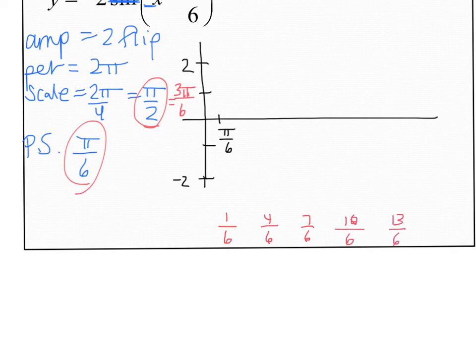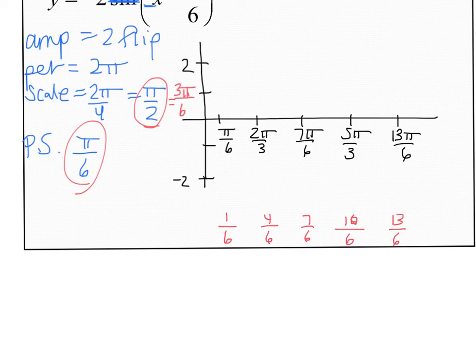And now, when I label my axes, I can write these in reduced terms. So I have 2 pi thirds, 7 pi sixths, 5 pi thirds, and then 13 pi sixths.